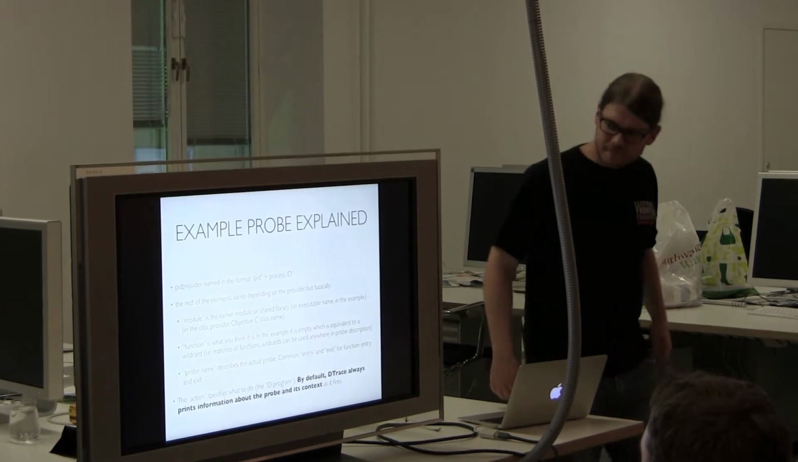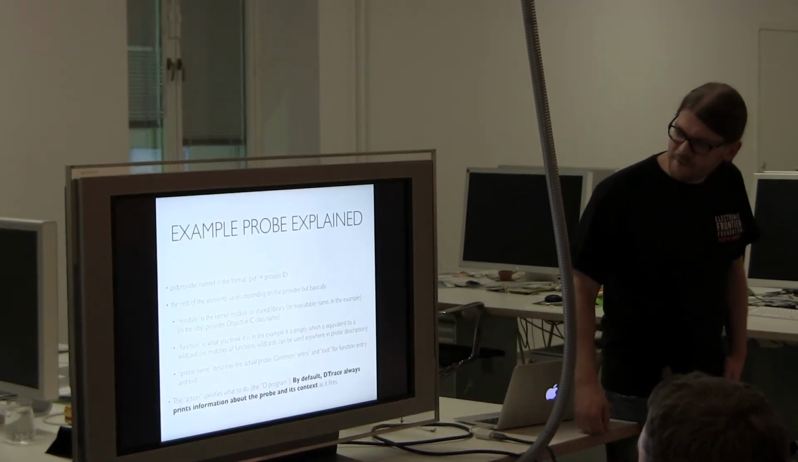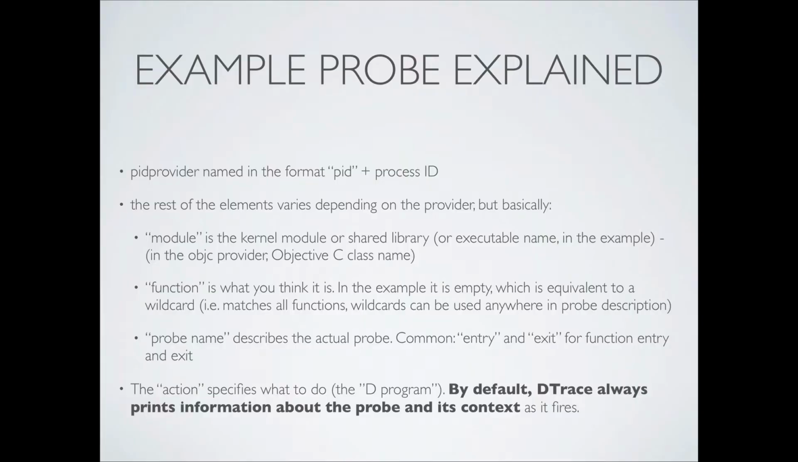And this is why. Or I'll get to that in a few seconds. So basically, the first part of that was the string PID and the process ID, which signifies that you're using the PID provider for that particular process. There's a PID provider for every running process in the system. The rest of it is dependent on the provider, but in this case, the executable name is the next part, called the module. If I would have used the Objective-C provider, it would have been the Objective-C class name. Function is the function called, and then the probe name is, for example, entry or exit.